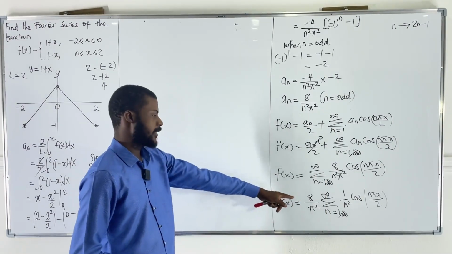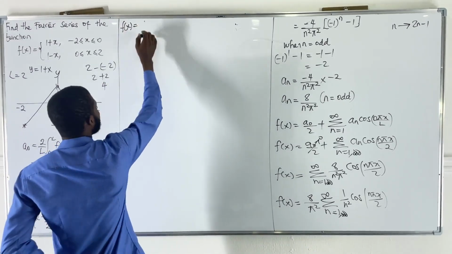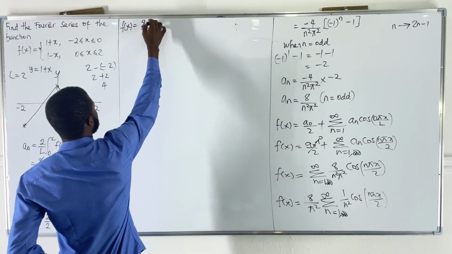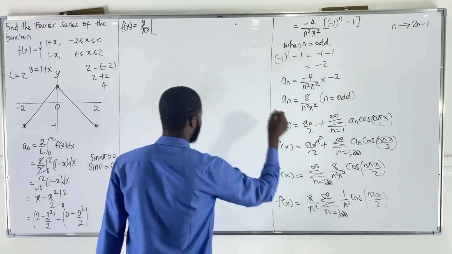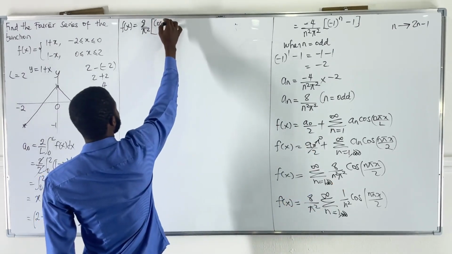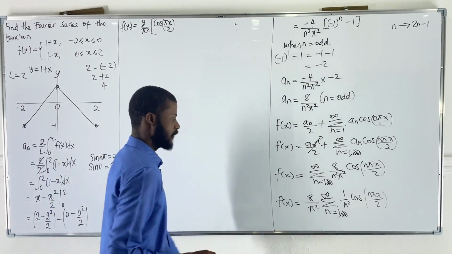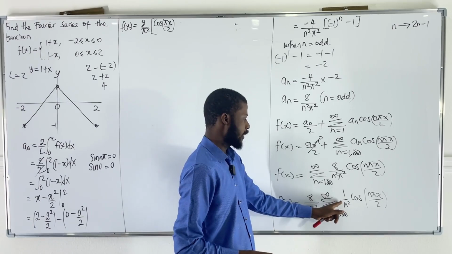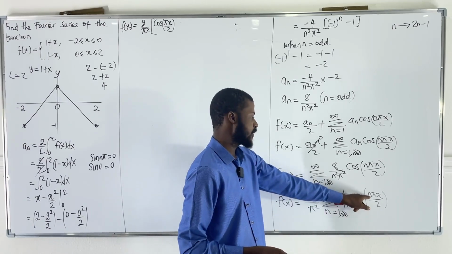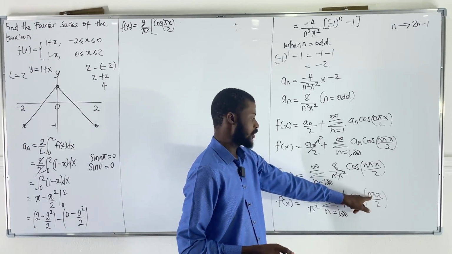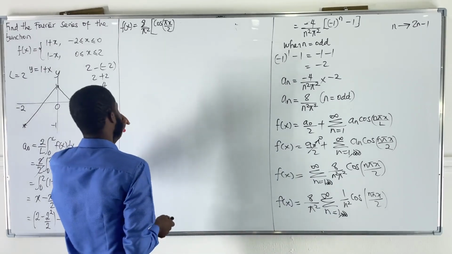So let's expand some terms here. f of x is equal to 8 over pi squared, then open up a bracket. So n is odd, right? So let's pick the first odd value. So this will be cos pi x over 2. Now, how did I get pi x over 2? If n is 1, 1 over 1 squared is still 1, and 1 times anything is that same thing. So this n here is 1, so it will still be pi x over 2. That was how I got that part.